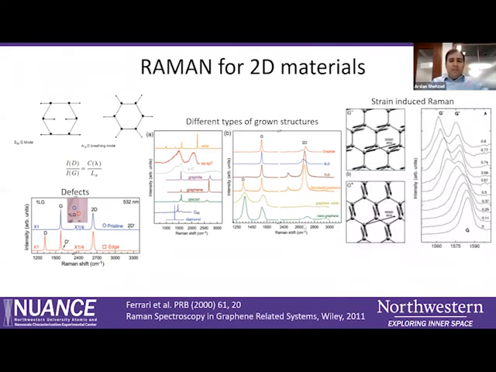Similarly, there's a lot of work where people have studied how Raman can be utilized to see different strain on the surface. For example, in these two modes, you can see that if you add more strain onto the layer, the G mode develops a doublet, which can be used as a characteristic mode for understanding the stress on the surface of the graphene.